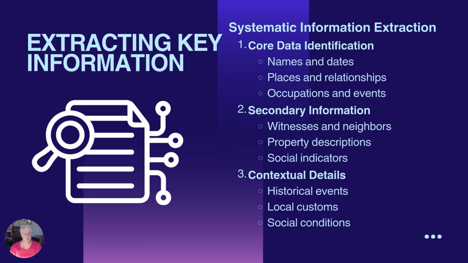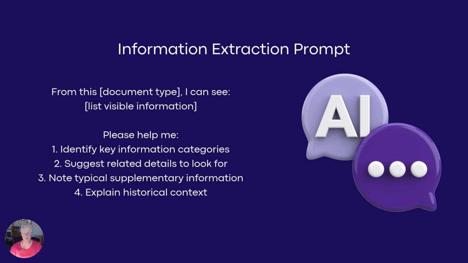Secondary information might be relevant to those newspaper articles, when you might have details about witnesses and neighbours, property descriptions, and social indicators. And then 3, contextual details. Historical events, local customs, and social conditions can all be extracted from that document to make sense of what was happening at the time.